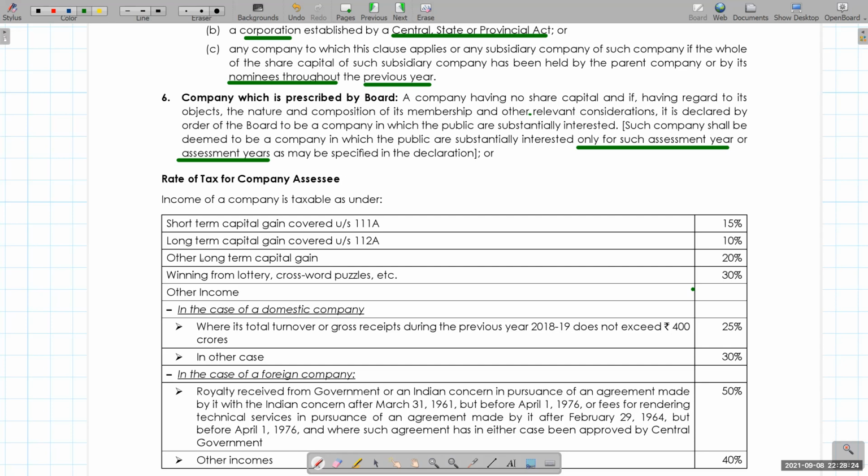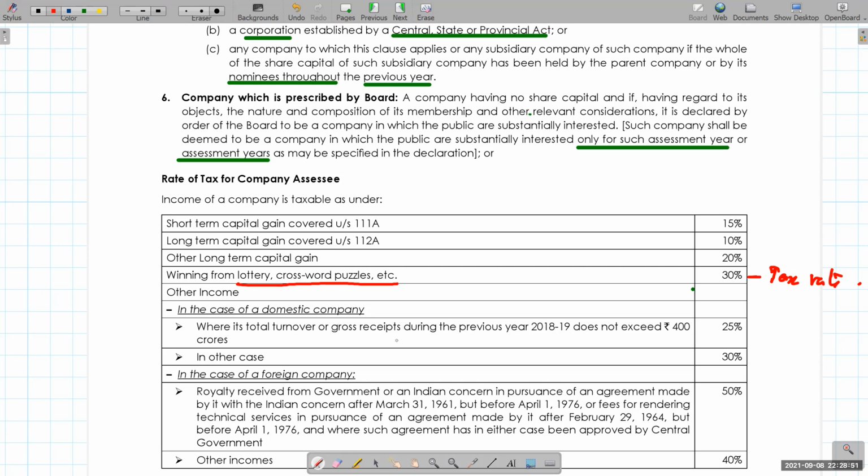And apart from that, if you have any income from other sources under the head winnings from lottery, crossword puzzle and everything, normally how much is the percentage? 30%. Not only for companies, it is applicable for all others. So if you have any lottery income, that tax rate is 30%. Understood? And when it comes to a domestic company, we have seen what a domestic company is, right?